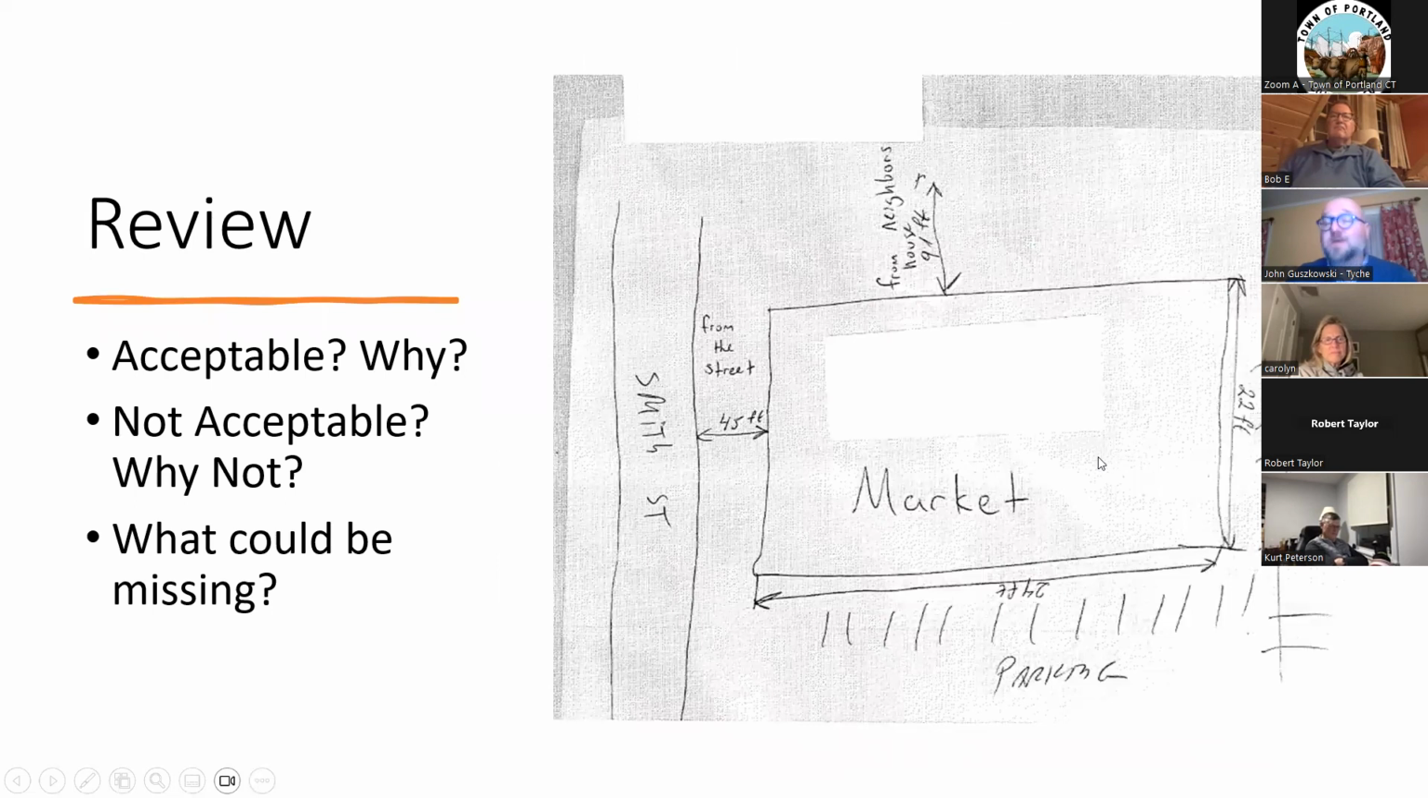Now that we all know how to scale out those distances themselves, I've sort of given away some of these things. We're missing a scale. We're missing direction. Which way is north? Are we on the east side of Smith Street? Are we on the west side of Smith Street? Does Smith Street even run north south?